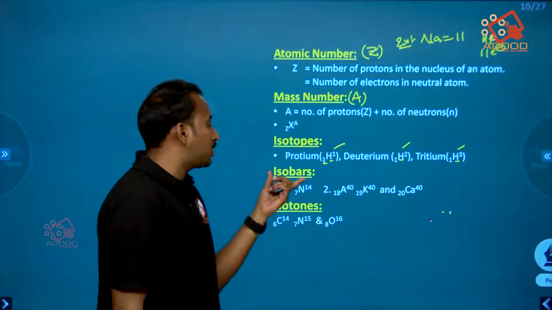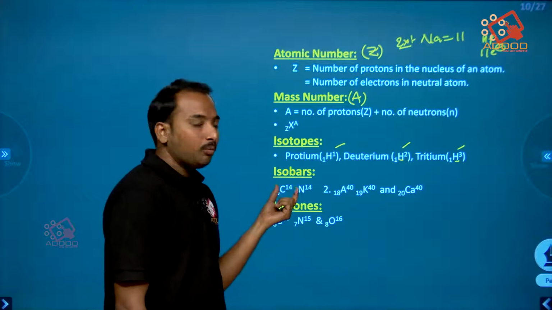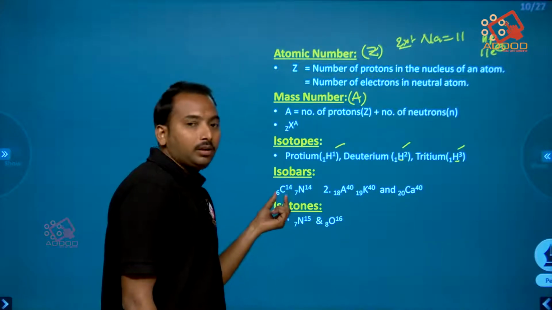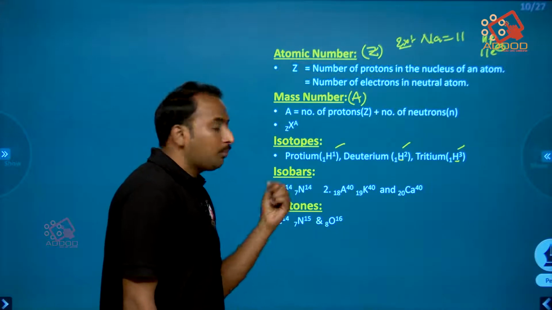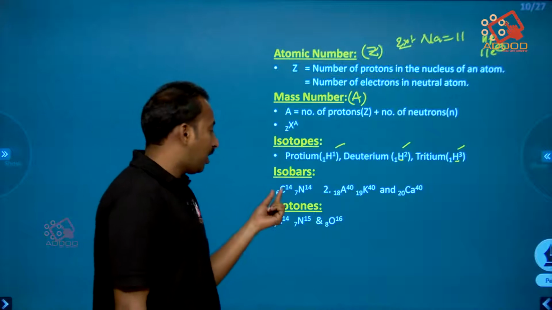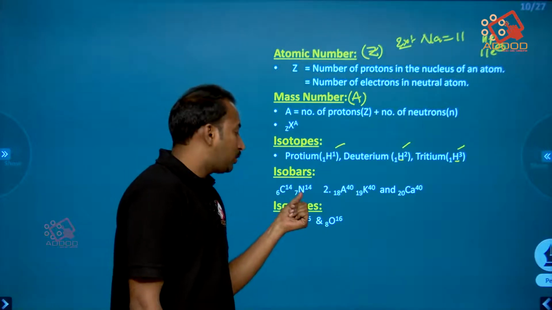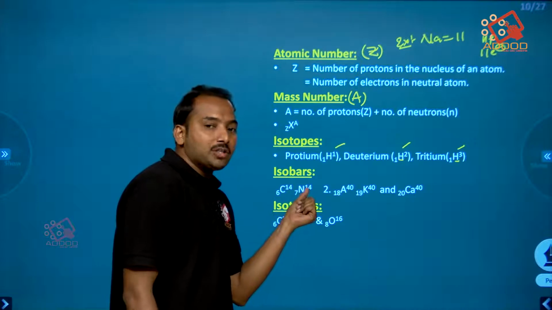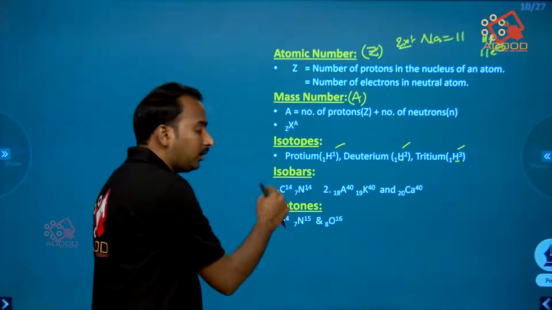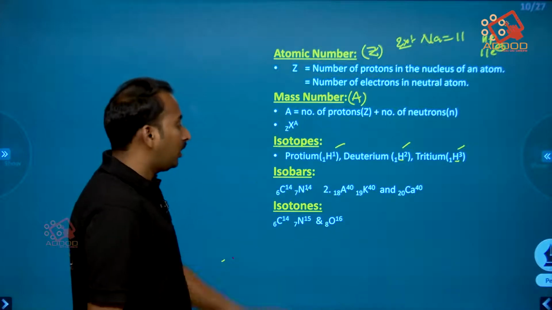So these three are the isotopes of hydrogen. And next, isobars. What is meant by isobars? Different elements having different atomic numbers but the same mass number. Those are called isobars. Carbon has atomic number 6 and mass number 14, nitrogen has atomic number 7 and mass number 14. These two are different elements having different atomic numbers but the same mass number. So those are called isobars.